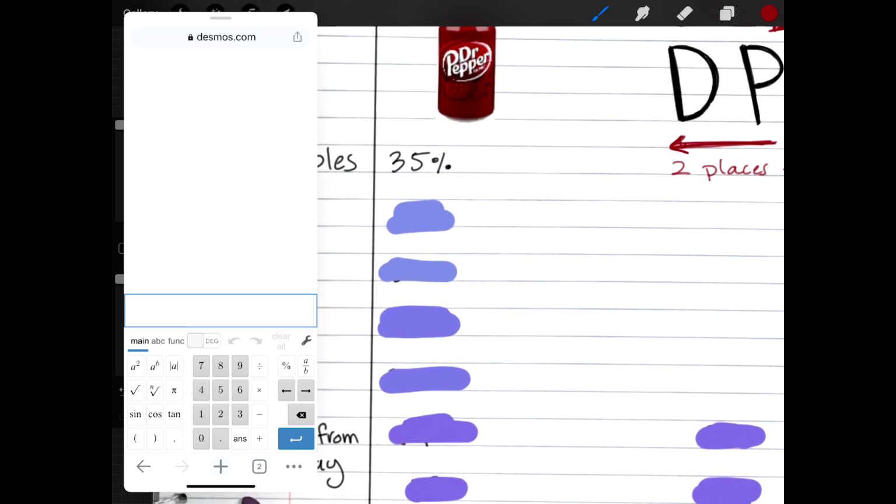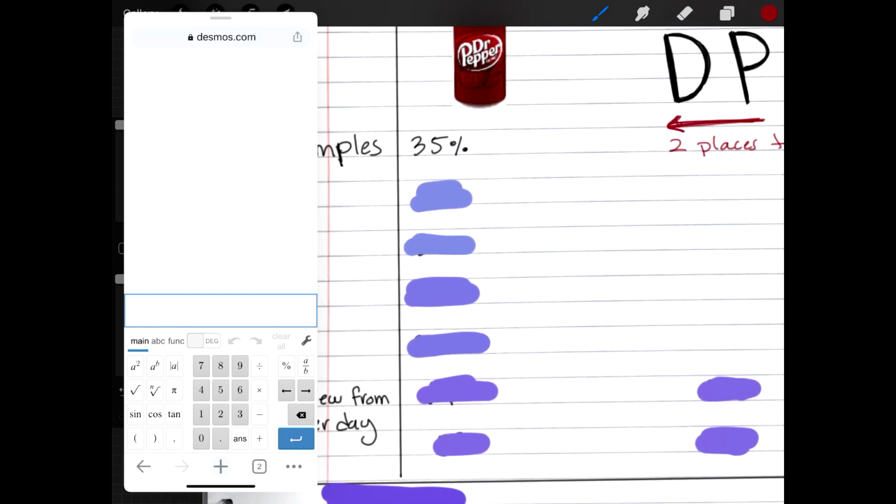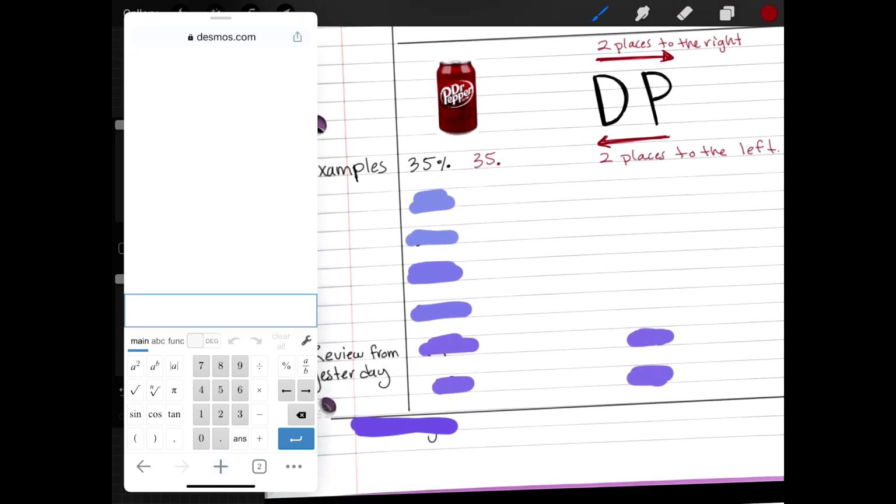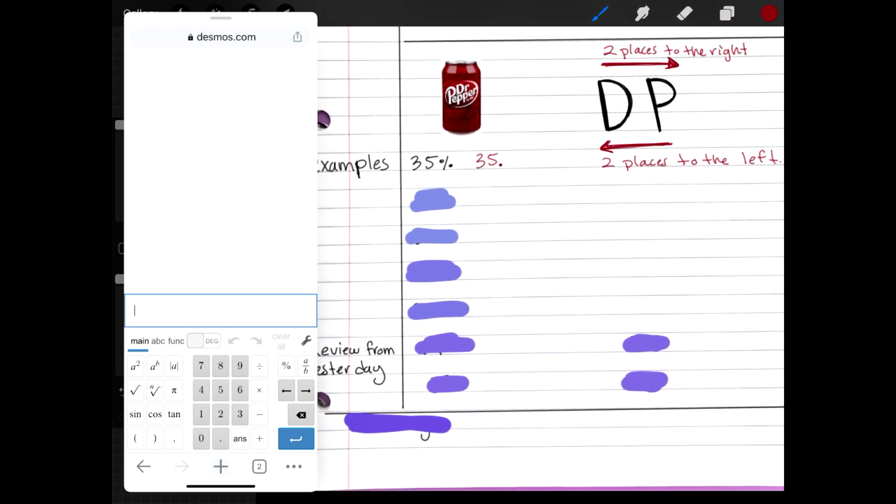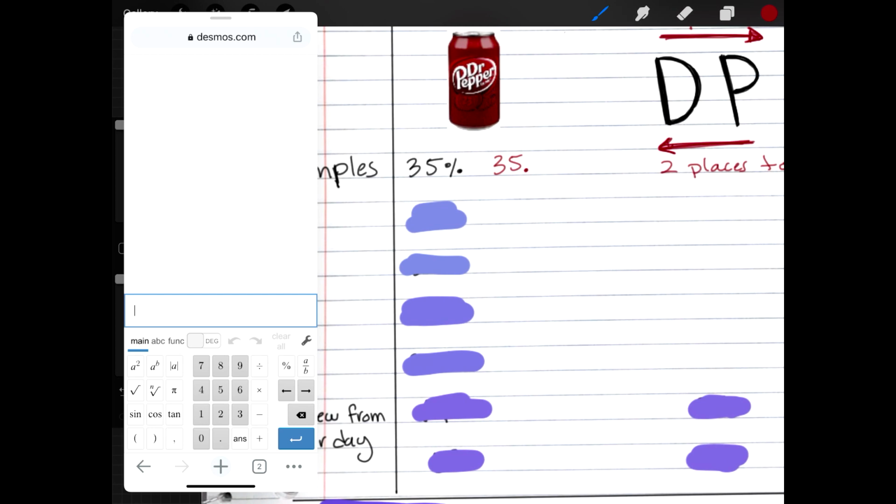Okay, so let's say I have 35%. 35, there's no decimal there, so I know it's going to be 35 and then that .0, right? So I know I'm going from percent to decimal, and here it says P to D. I'm going to go 2 places to the left. 1, 2, and now it moves to here, so it is 0.35. So 0.35 as a decimal is the same as 35%.